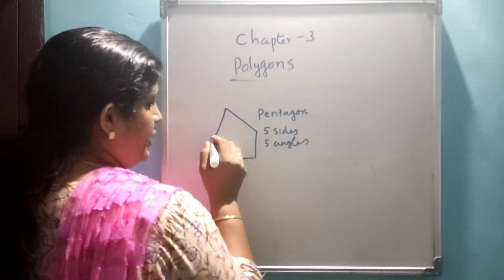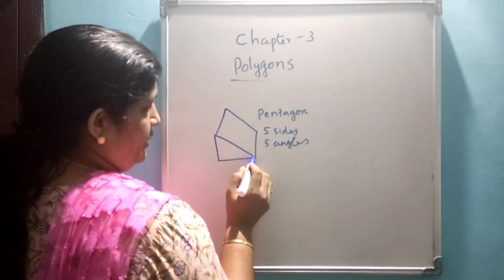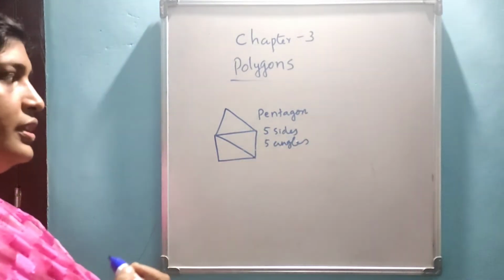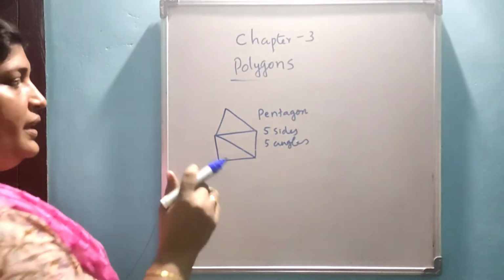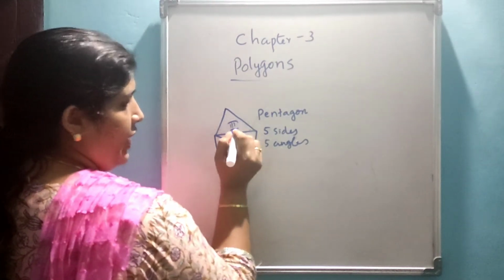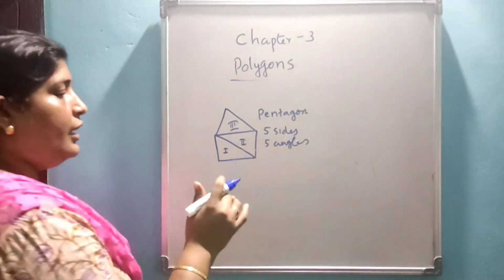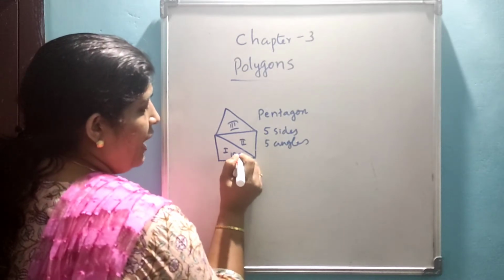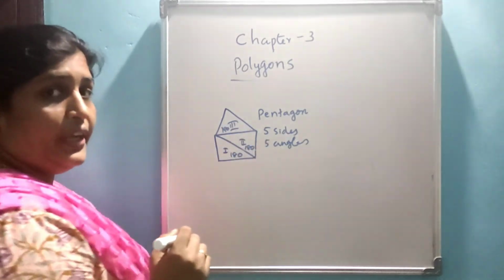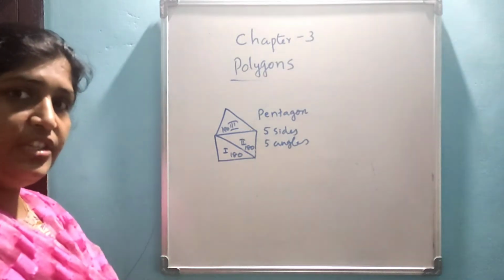And by drawing diagonals from alternate vertices, we can divide this pentagon into two different triangles, and then into three different triangles. And we know that the sum of angles of each triangle is 180 degrees. Right? The sum of angles of each triangle in a pentagon is 180 degrees.